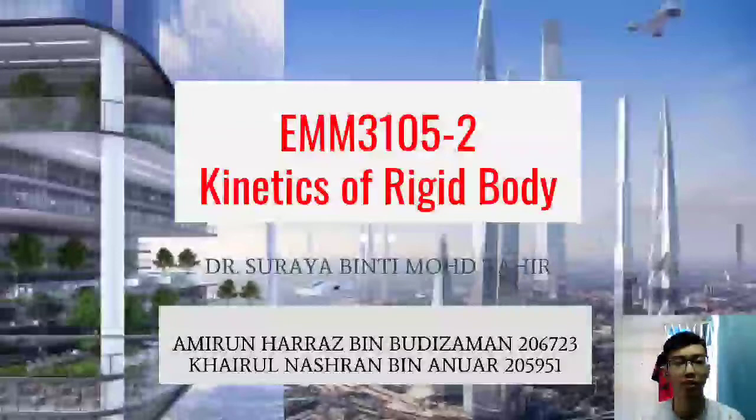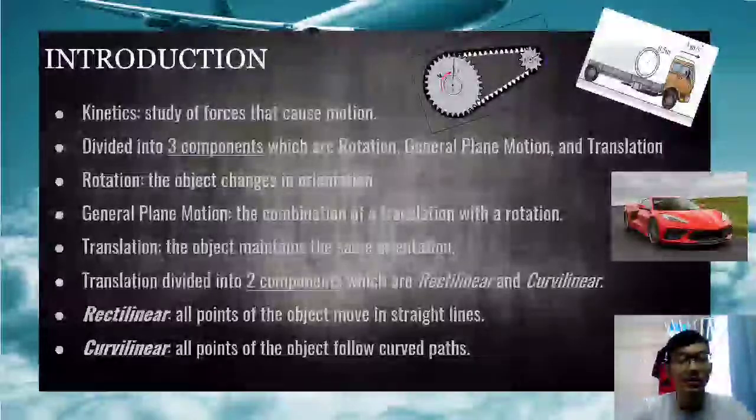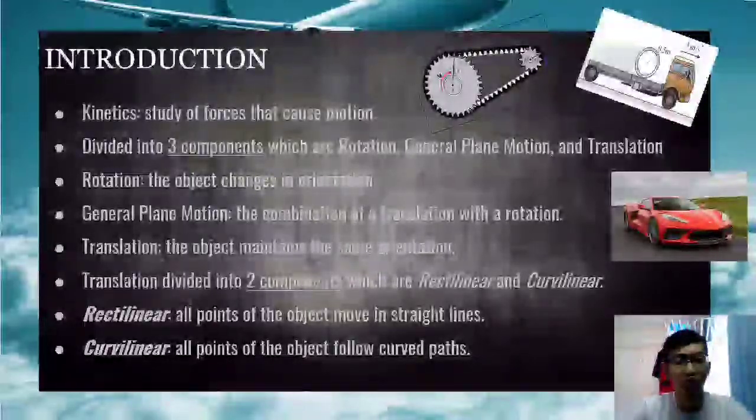Okay, today I am going to explain to you about kinetics of rigid body. What is kinetics? Kinetics is the study of forces that cause motion. Kinetics can be divided into three components, which are rotation, general plane motion, and translation. Rotation is when the object changes in orientation. The example of rotation in real life is a gear.